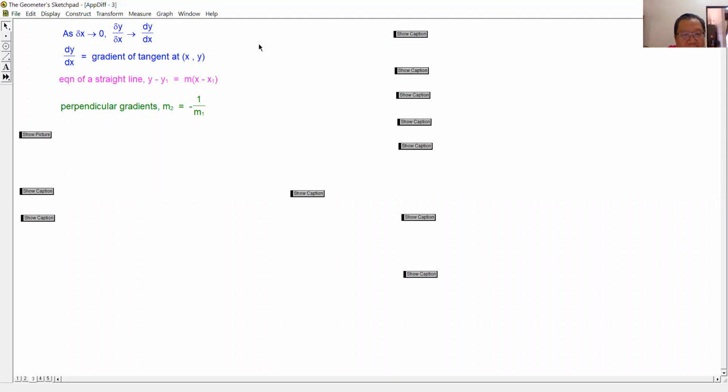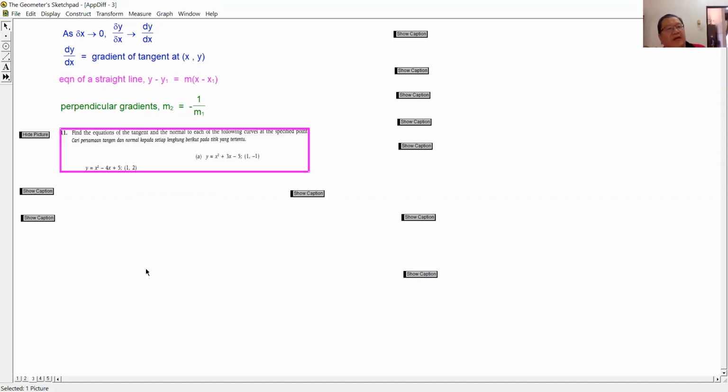If two gradients are perpendicular, then the relationship between them is m2 equals negative 1 over m1. You just inverse the gradient, find the reciprocal of the gradient, then you change the sign. Remember or not, when we did coordinate geometry? Yes, sir. Okay, we start.